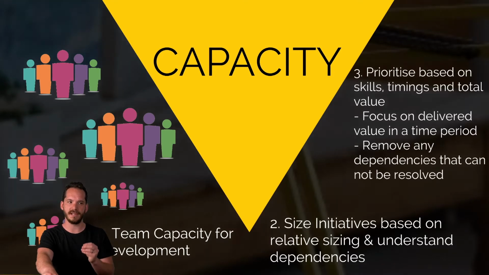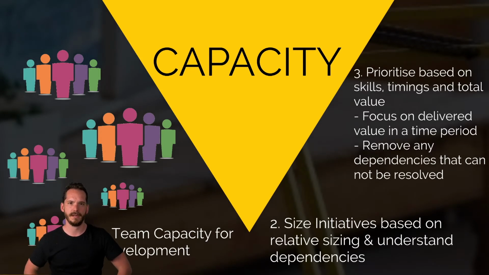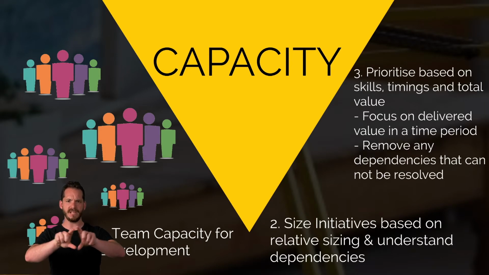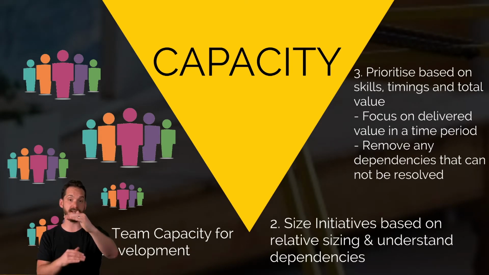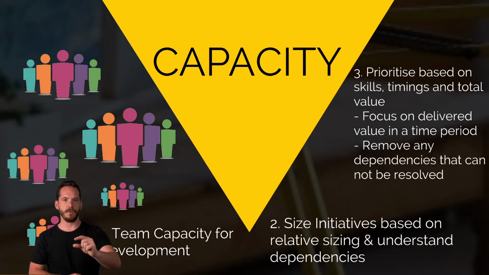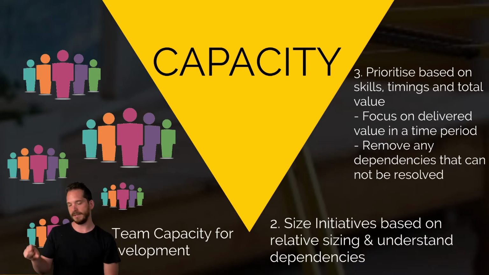Prioritize based on skills, timings, and total value. Focus on delivered value in a time period. Remove any dependencies that cannot be resolved. So let's say you have 10 strategic initiatives and you have enough capacity to do 4 of them. But 2, 3, and 4 are actually dependent on this one team that's overprescribed. You want to renegotiate those priorities to get the biggest bang for buck in a set period of time.